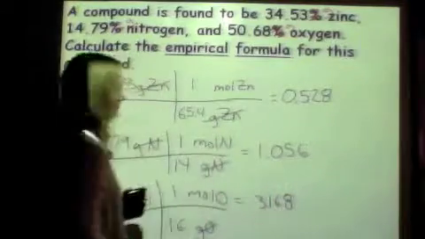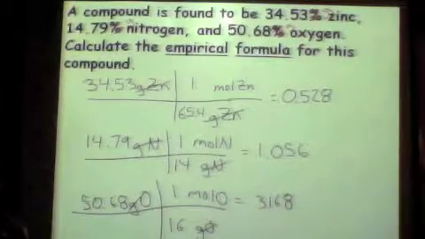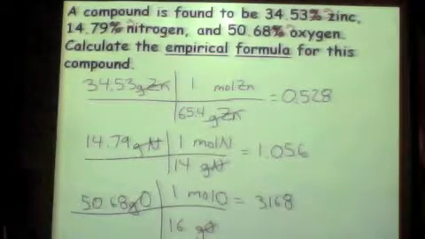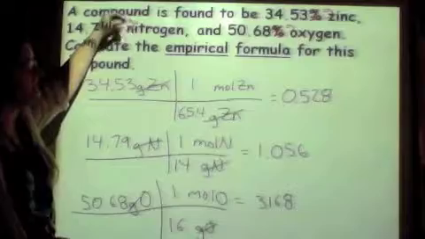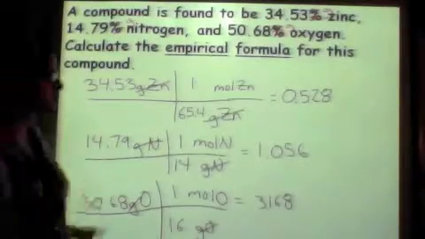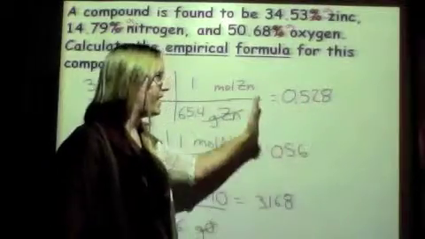3.168. That is step 2. Okay, so go back, reflect on what you just did. Step 1, we went from percent to mass. Literally just changed the signs. Step 2, mass to moles. These are all mole amounts.